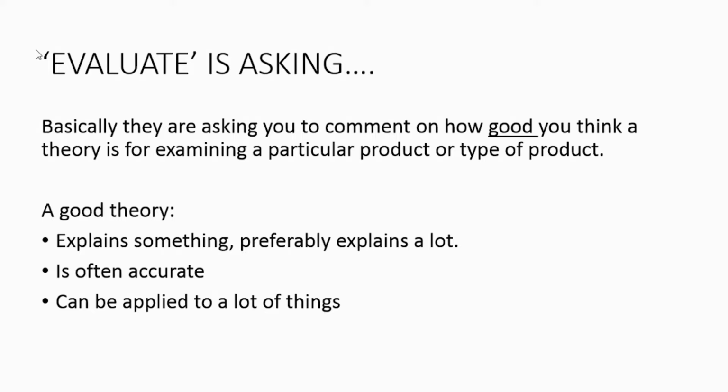And a good theory can be applied to a lot of different things. So it might be able to be applied to more than one magazine, for example, maybe a whole range of magazines. This theory might help to explain a whole range of things about different TV programs and not just one TV program, for example. So these are some ideas about how to think about whether a theory is a good theory. Some evaluation questions are asking you to make a judgment, an argument with a judgment and a conclusion. So you're trying to tell the examiner how good you think a theory is for explaining a product.